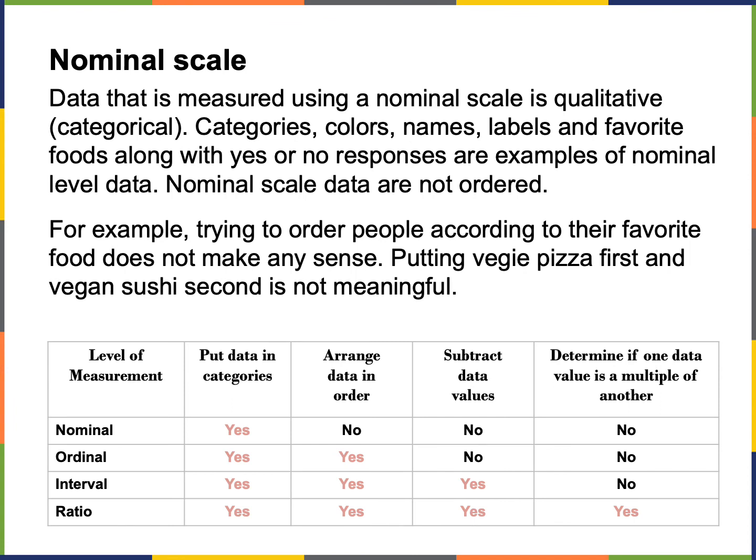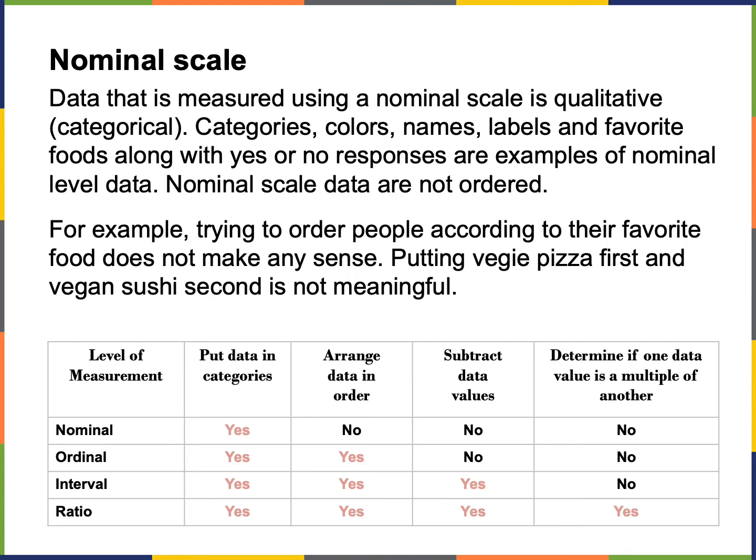Okay, so I'm going to begin with nominal. Data that's measured using a nominal scale is qualitative, so that is categorical. For example, categories, colors, names, labels, favorite foods, and yes or no responses are examples of nominal data. It's not ordered. There is no ordering, I guess like alphabetical ordering, but really not. It's not like this is greater than that. This has more weight, that's a number thing. So we can't order people according to their favorite food, right? We can't put veggie pizza first, and then vegan sushi second.